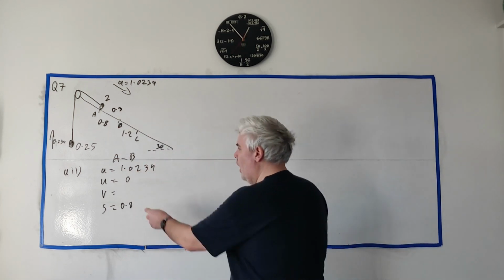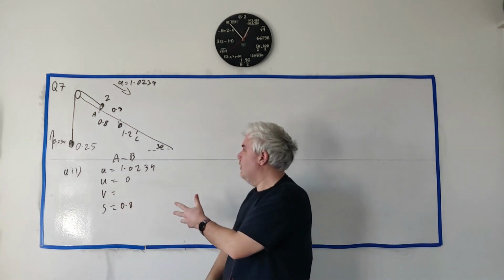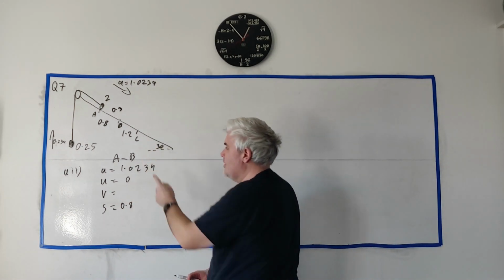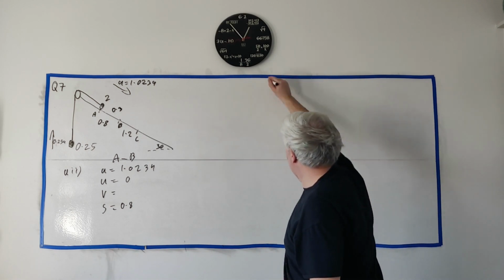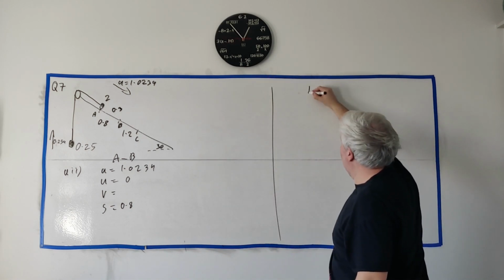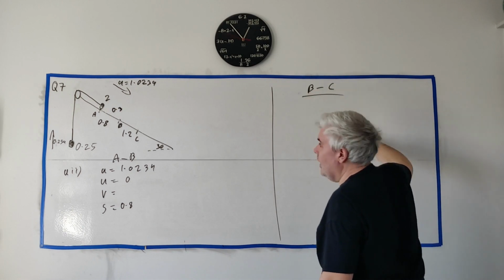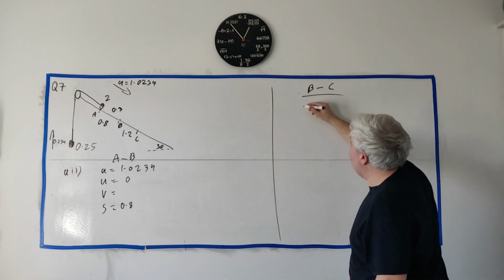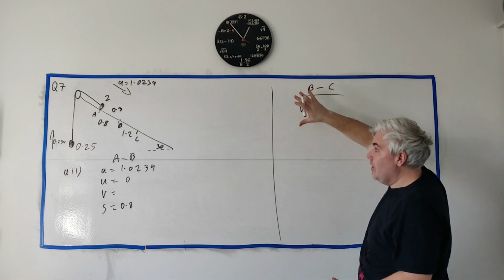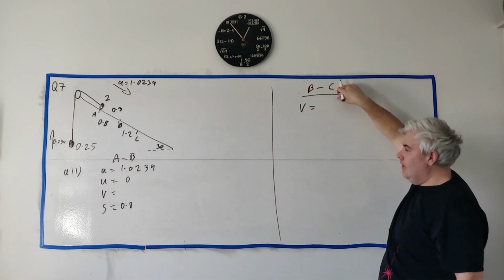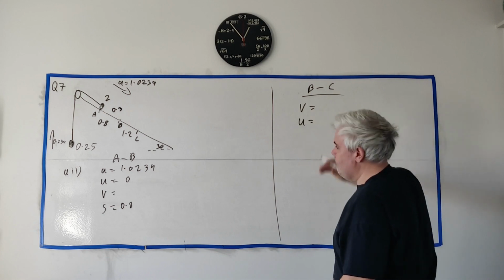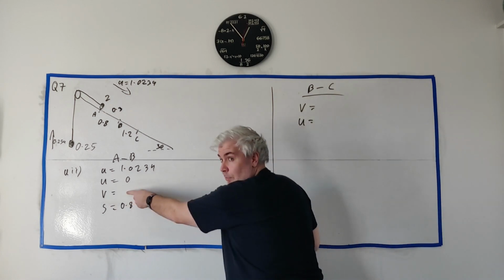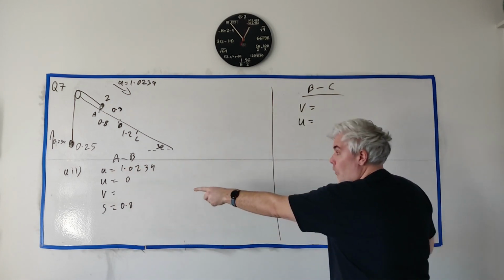Sorry, I haven't said why I would need V. We're looking for V at point C. So let's give it a bit of room here. B to C, we need V. We want to find V at B, at C. So we need the initial speed. Don't know it, but that will be here. So that's why I want to find it.